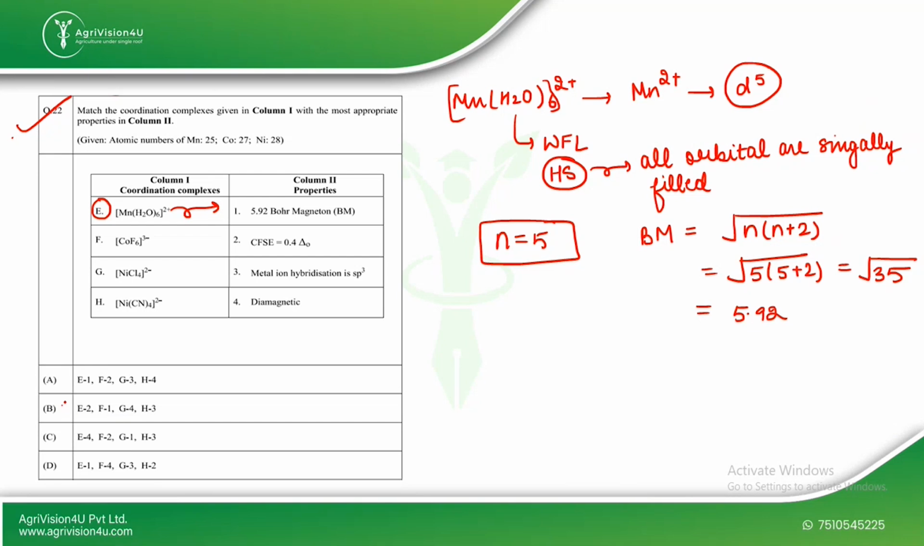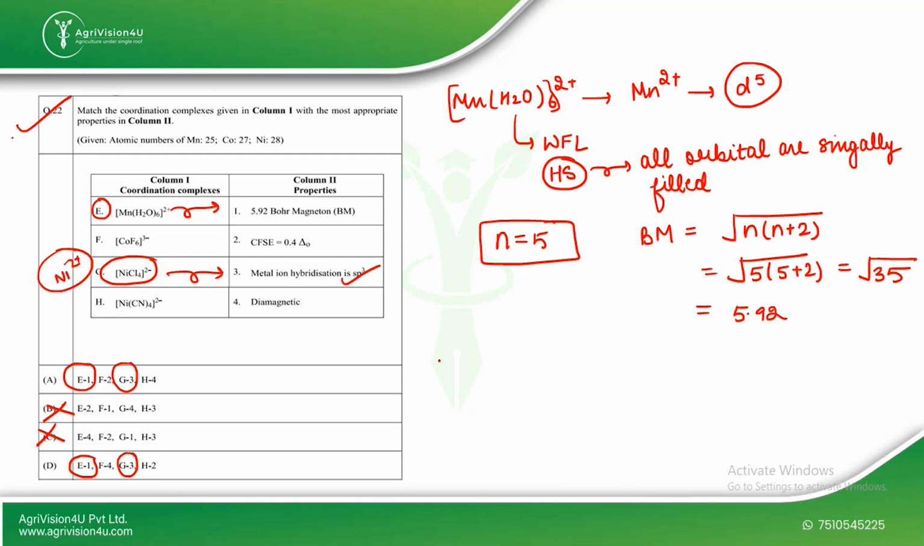So this is 2, then I'll eliminate this. This is 4, I'll eliminate this. Now for this, you see that E corresponds to 1, and G corresponds to 3 here, and here also G corresponds to 3, which means that this corresponds to this, that is nickel chloride. Nickel chloride is present in the nickel 2 plus form and we are having the chloride ligand, so it will form sp3 hybridization.